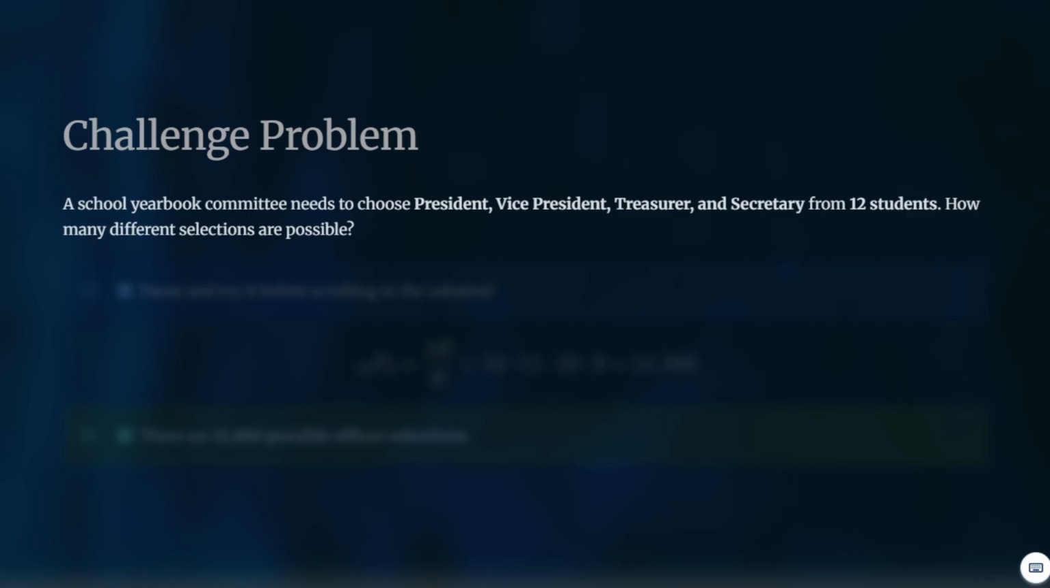So here's your challenge for today. A school yearbook committee needs to choose a president, vice president, treasurer, and secretary from 12 students. How many different selections are possible? Pause and try it before scrolling to the solution.